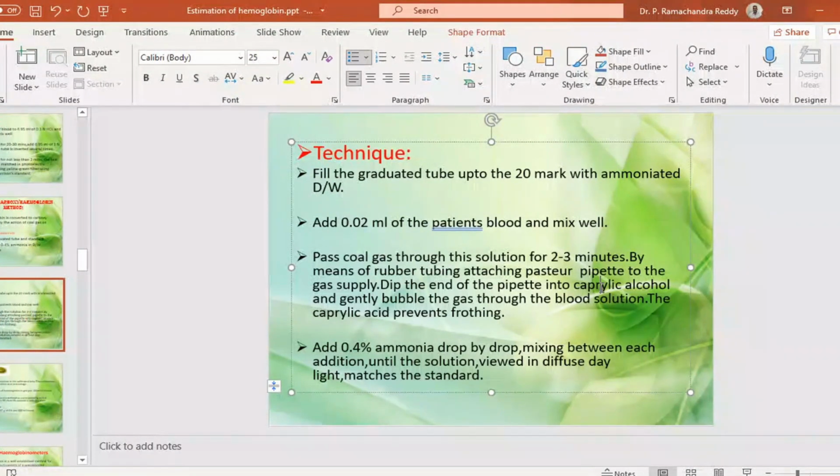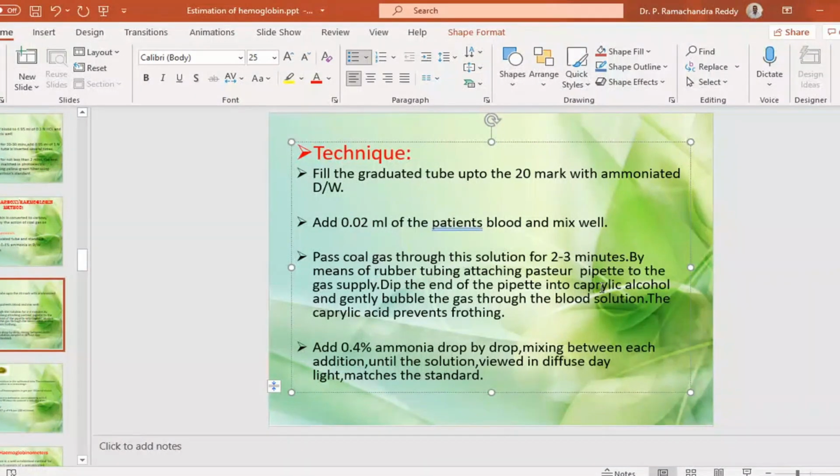Caprylic acid prevents the frothing. Add 0.4% ammonia drop by drop, mixing between each addition, until the solution, viewed in diffuse daylight, matches the standard. So you can match the standard and know the amount of sample present in that.